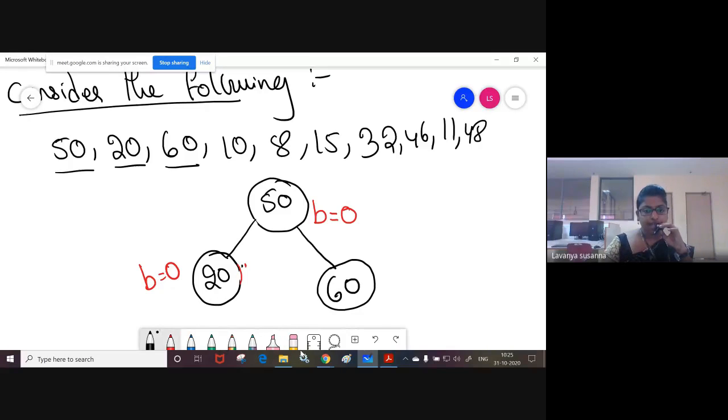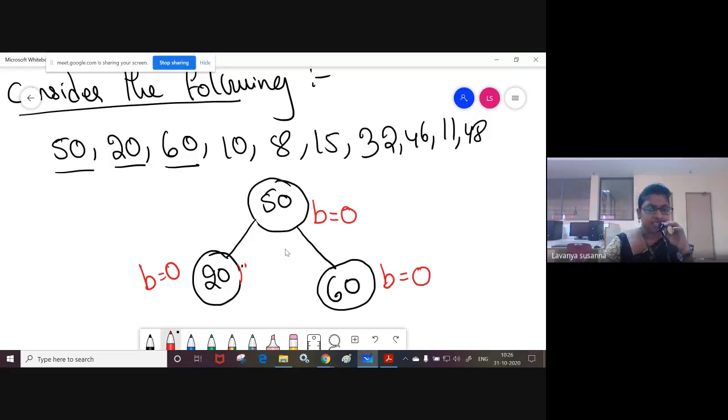Now, find out the balancing factor. Here 60 is a leaf node, right? Remember, a leaf node means one which does not contain any children. For a leaf node, balancing factor is 0. Students, this is important. Insertion operation. Yes, this tree is balanced because you got B equal to 0. B equal to 0, 1 or -1 means the tree is balanced. Okay, this tree is balanced.